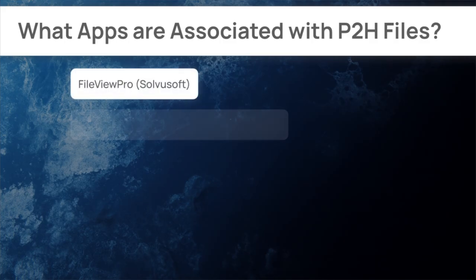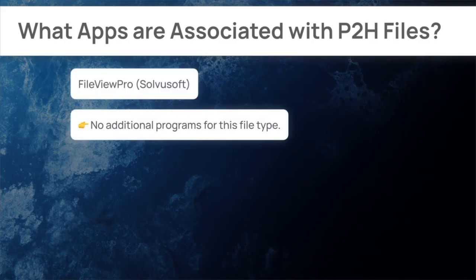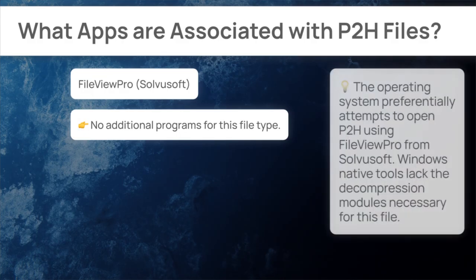The official utility recommended for the P2H file is FileViewPro by Solvusoft. Windows native tools lack the decompression modules necessary for this file. Windows displays only the file name, meaning full access needs software not commonly available today.